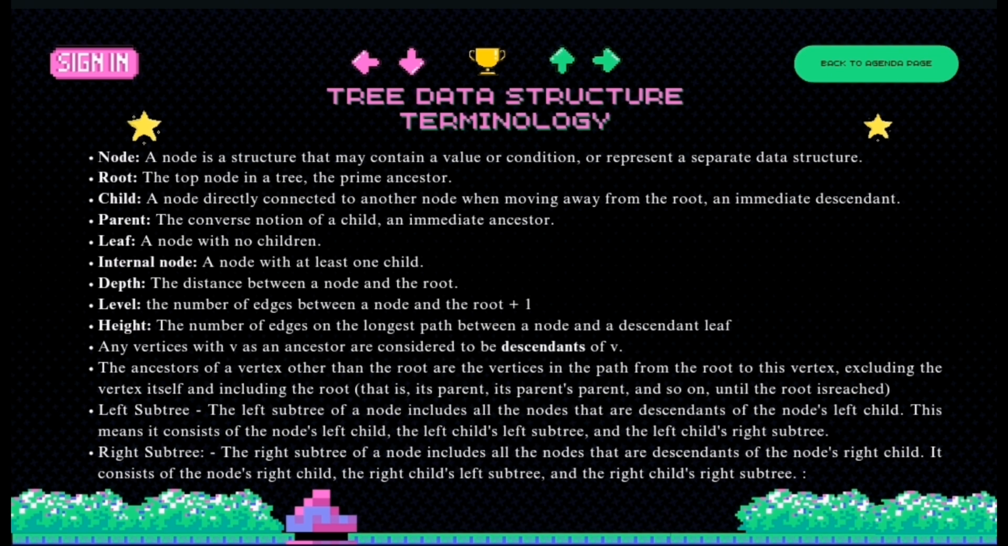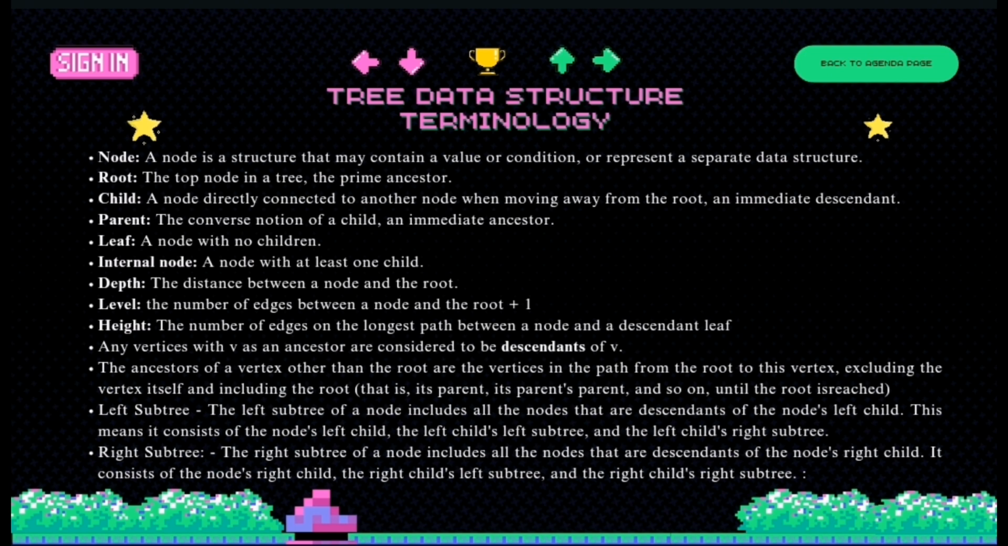The next is the depth, the distance between a node and the root. The next one is the level, the number of edges between a node and the root plus 1. The next one is the height, the number of edges in the longest path between a node and a descendant leaf. The vertices with V as an ancestor are considered descendants of V. The ancestors of a vertex other than the root are the vertices in the path from the root to this vertex, excluding the vertex itself and including the root. That is its parent, its parent's parent, and so on, until the root is reached.